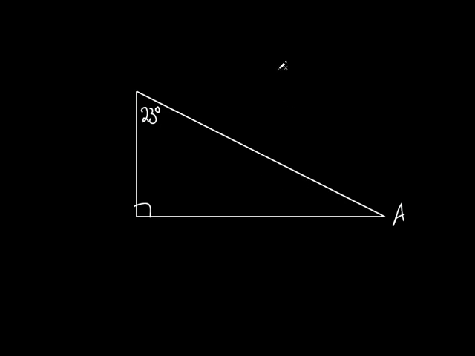Say it. 90 minus 23. Okay? Is that the only way to find it? No. You could have gone 180 minus 90 minus 23. But what's 180 minus 90 always going to be? It's going to be 90. So why not just go 90 minus 23? Do you agree with that? And that is what? 67.